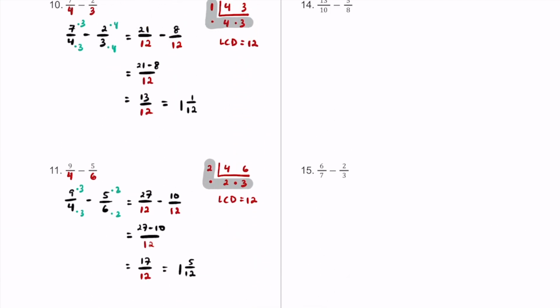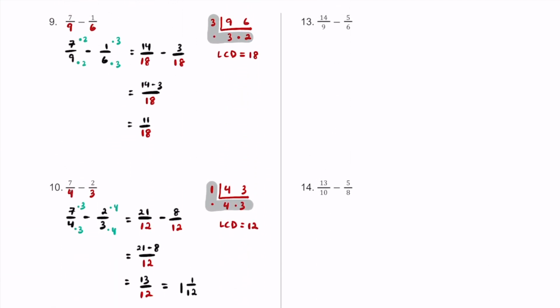Here's number 13. All right, for number 13, we have 14 over 9 minus 5 over 6. Let's see when 6 and 9 meet for the first time. They have a common factor of 3. 3 times 3 is 9. 3 times 2 is 6. If we multiply these outside numbers here, 3 times 3 is 9, times 2 is 18. So the first time 9 and 6 meet is going to be at 18.